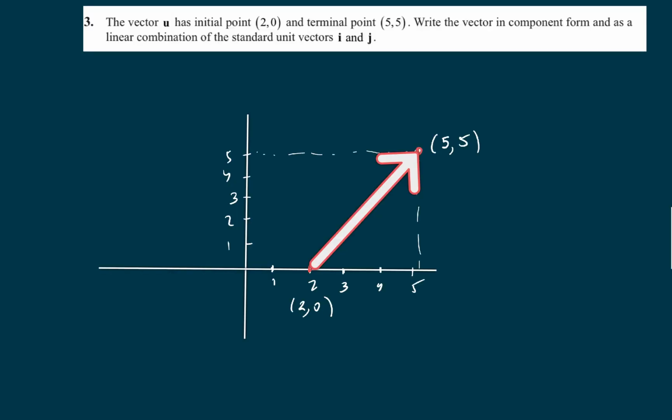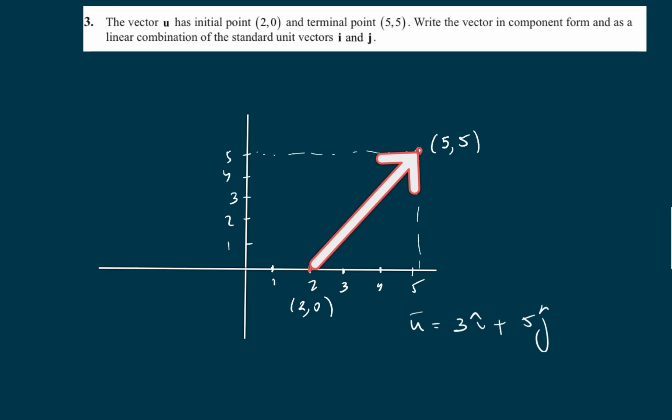Problem 3 says the vector u goes from 2, 0 to 5, 5. Write the vector u in components form. The vector u is made of 1, 2, 3 i and 1, 2, 3, 4, 5 j. Looking at the picture, the vector u should be 3i plus 5j.